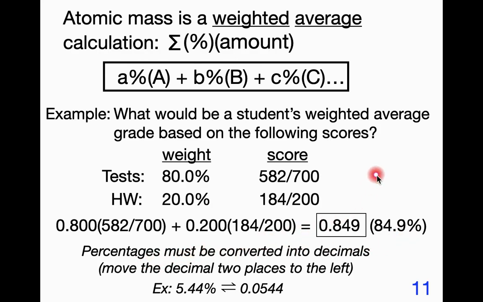All right. Now, we're going to do an actual example here for an isotope. So if you'd like to try to do this calculation yourself, you're welcome to. If you were to plug this into your calculator, the way that you would want to do it is 0.8 times 582 divided by 700 plus 0.2 times 184 divided by 200 equals. And you should get this.